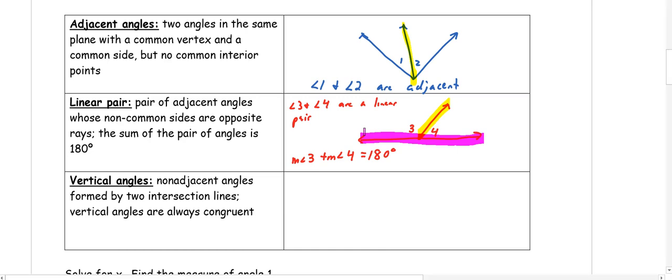The last vocab then are vertical angles. Vertical angles are non-adjacent angles that are formed by intersecting lines. So if I have two intersecting lines, we could say that angle 5 and angle 6 are vertical angles.